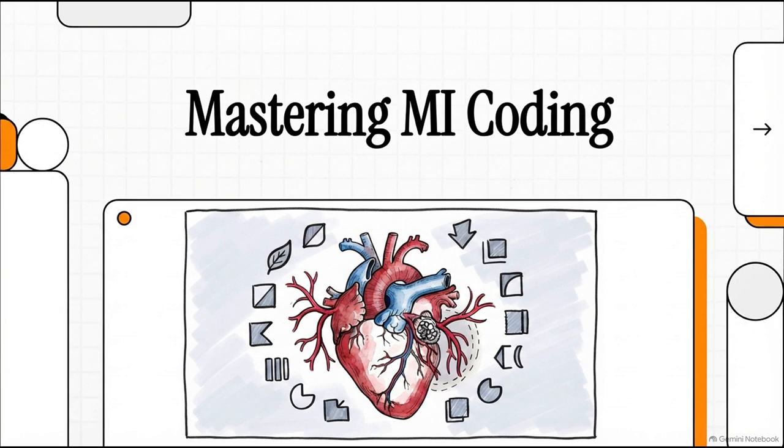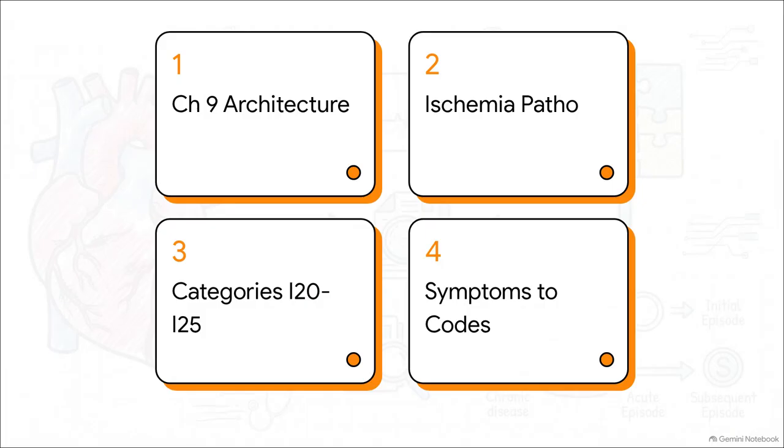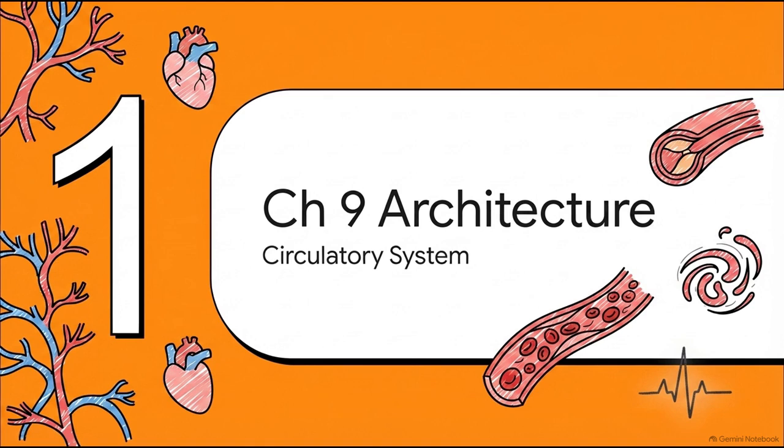Today, in part 3, we're doing something really crucial. We are bridging that gap between the clinical pathophysiology and accurate code classification. We're literally getting right to the heart of the matter, making absolutely sure your clinical documentation perfectly aligns with your coding output. So here's our clinical to code pipeline for this explainer. We'll start big with the macro architecture of Chapter 9, dig into the actual pathophysiology of ischemia, navigate those specific I20 through I25 categories, and then finally connect real-world patient symptoms to our actual code blocks.